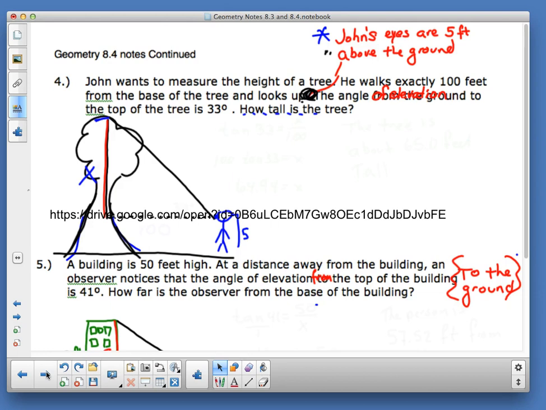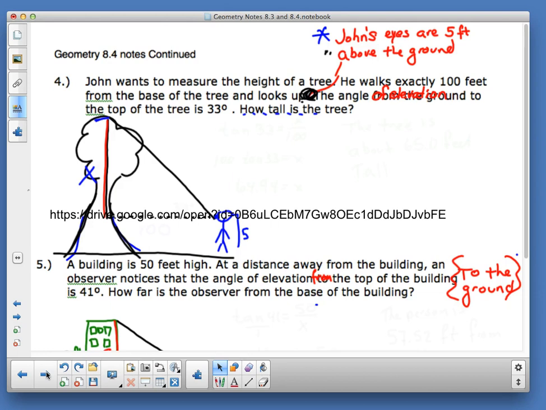So John wants to measure the height of a tree. He walks exactly 100 feet from the base of the tree and looks up. John's eyes are 5 feet above the ground. The angle of elevation to the top of the tree is 33 degrees.